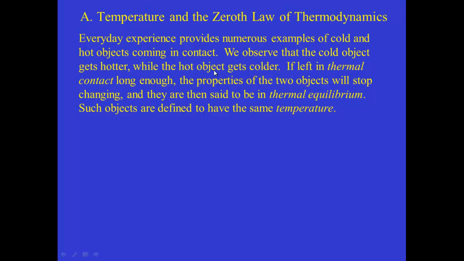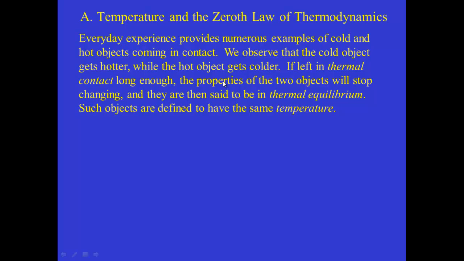And that is that if we bring objects into contact, one cold, one hot, then we observe that the properties of those objects will change. And we now understand that what's happening is a form of energy, thermal energy, is being transferred from the hotter object to the colder object. And if we leave them in contact long enough, eventually the properties of those two objects will stop changing. When they stop changing, those objects are in what's called thermal equilibrium. And we say that those two objects have the same temperature.